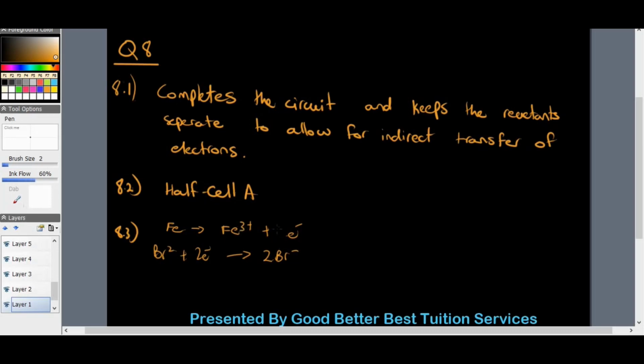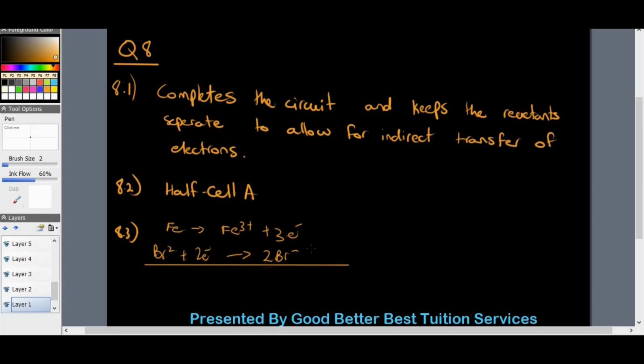So, a lesson for everybody that's watching the video: make sure of your substances, because you can make a mistake as easily as that and choose the wrong half reaction. Okay, so it's the Fe3 plus. So we can see here that definitely our reactions are not balanced, so we need to balance the electrons.